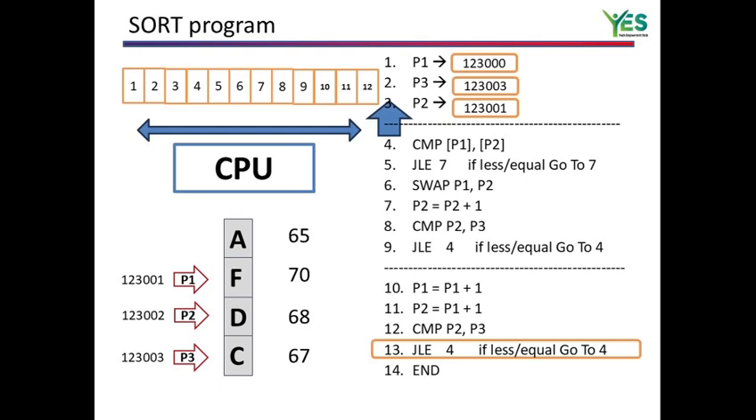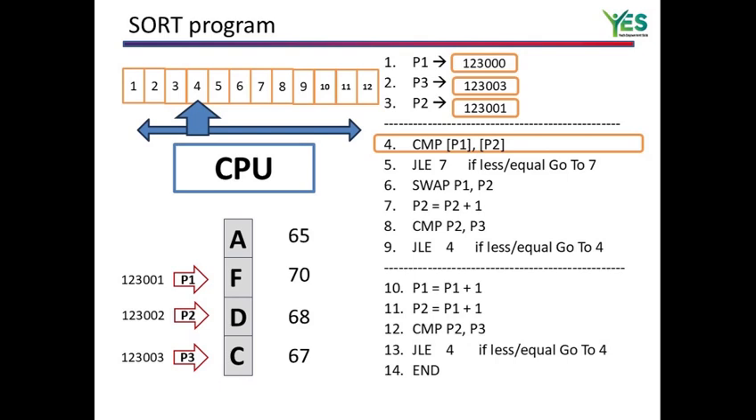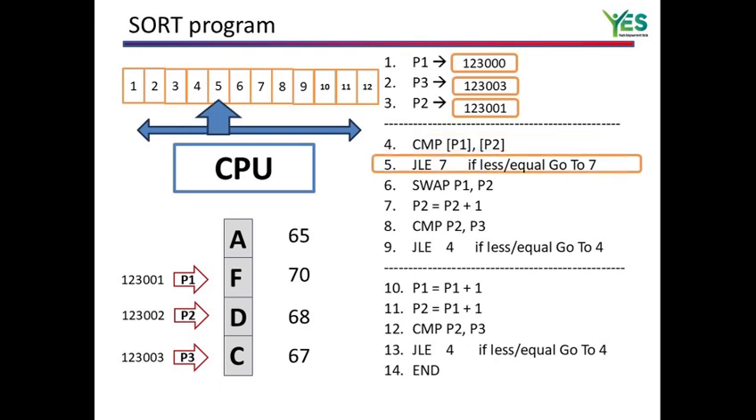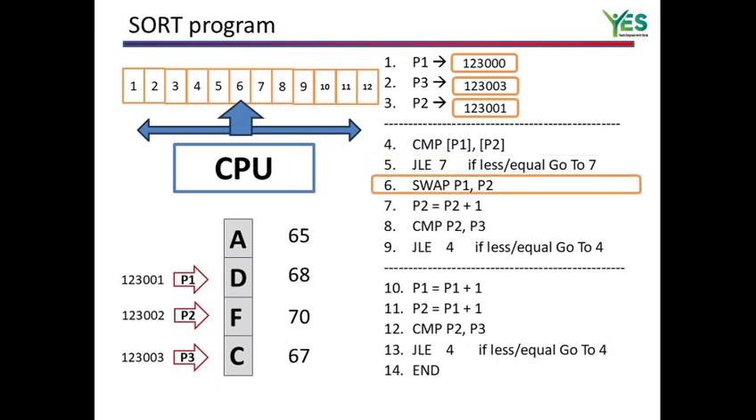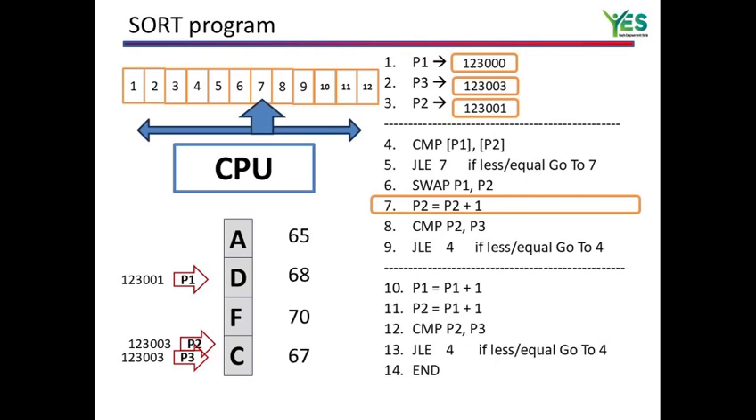123,003. It compares the contents of the byte pointed to by P1 with the byte pointed to by P2. Skip if 70 is less than or equal to 68. False, then move on to the next statement. Swap the character F for the character D. P2 points to the next character.